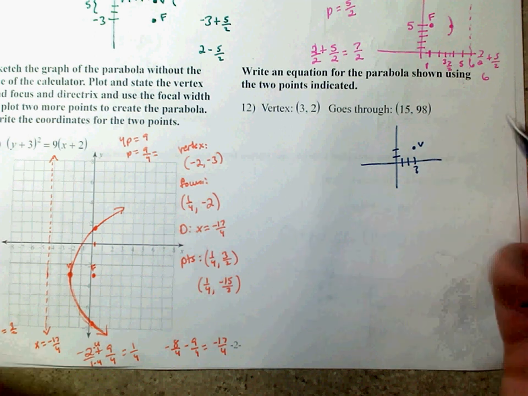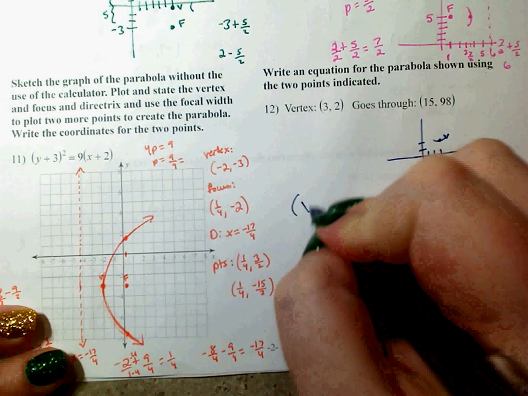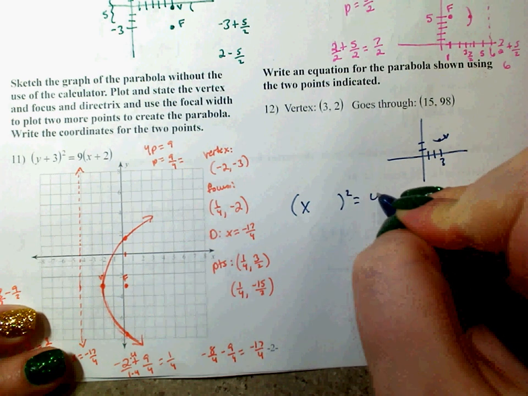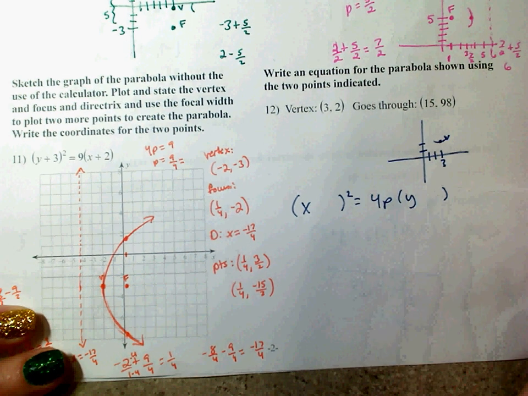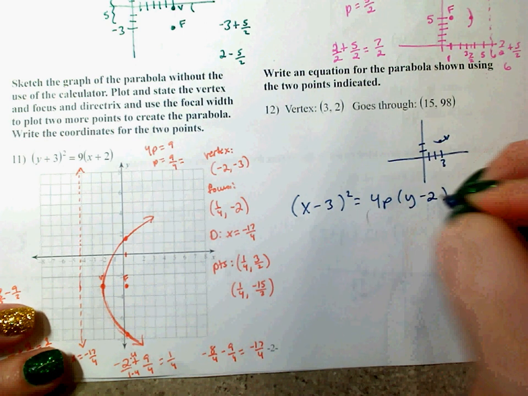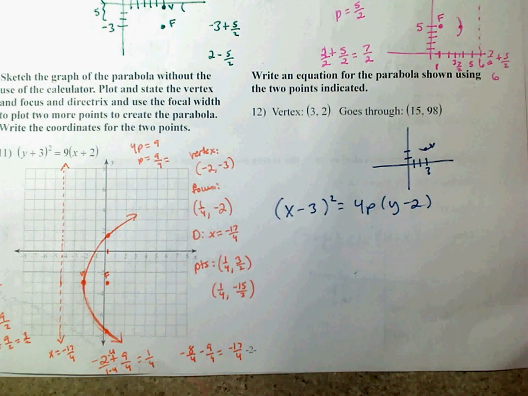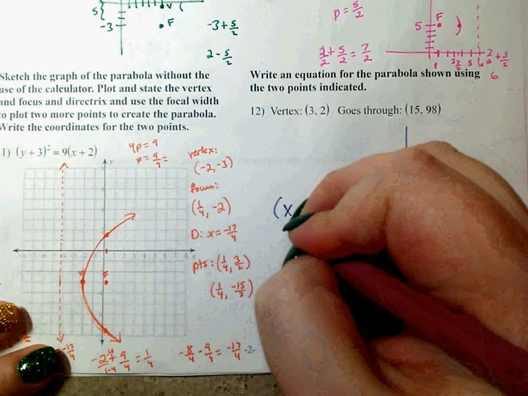Okay. (x - h) squared equals 4p times (y - k). My vertex is 3, 2, so x minus 3, y minus 2. And then I'm telling you that you go through the point 15, 98. So what I would do is take the x value and replace it with 15, and the y value and replace it with 98, and solve for the value of p that makes it true.